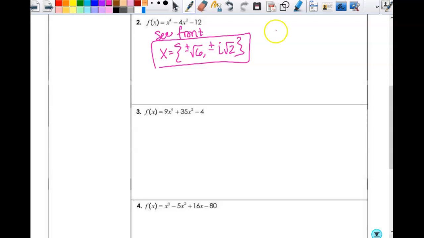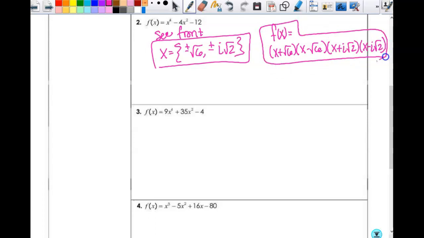Now when we want to have it actually factored, that means that f of x is going to equal x plus the square root of 6 times x minus the square root of 6 times x plus i square root of 2 times x minus i square root of 2. Yeah, just using those zeros there. Okay. Everybody okay with that? So it looks weird, but that's okay. Because again, this is a difference of squares. So this would give me x squared minus the square root of 6 squared, right? What's the square root of 6 squared? 6. So this is x squared minus 6 was one of those factors. Okay?